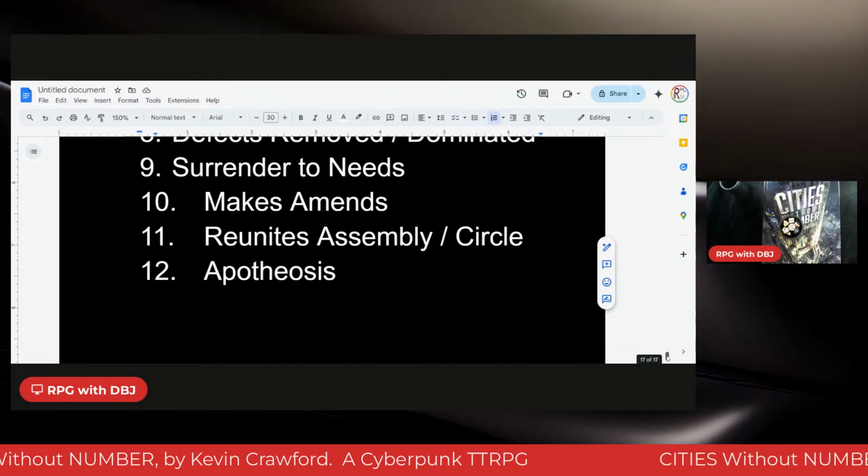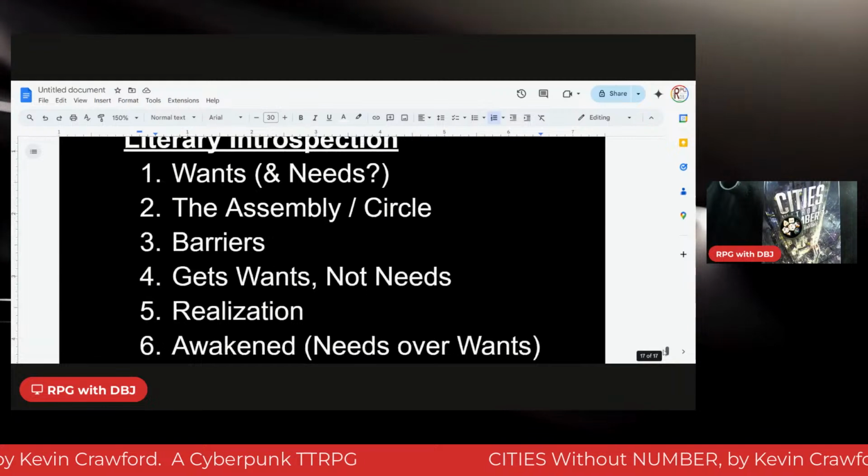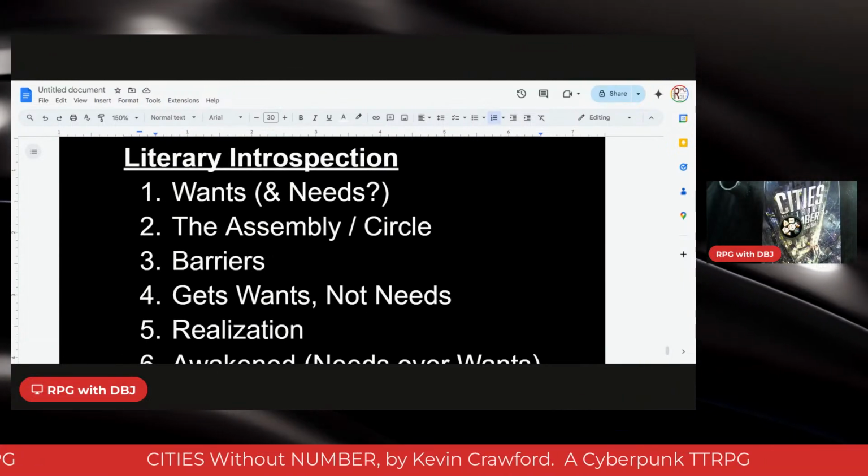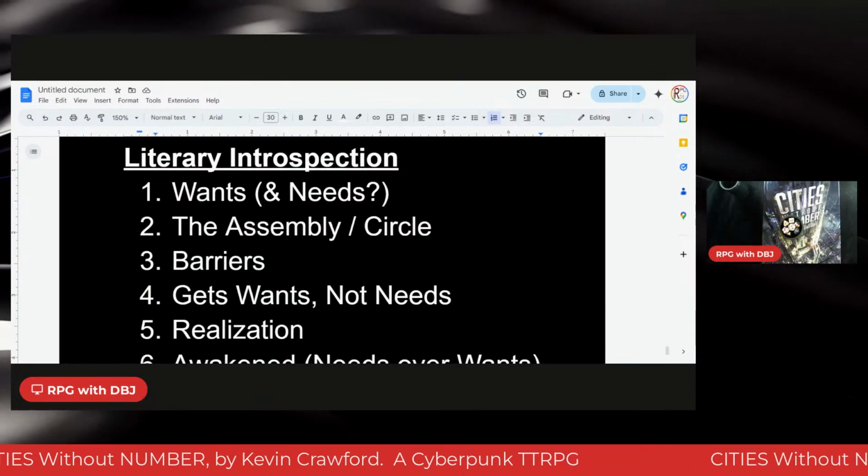But anyway, sorry, like I said, back of the napkin kind of thing. About literary introspection. Like, if you tell a story about the introspection of a character, what is that like?